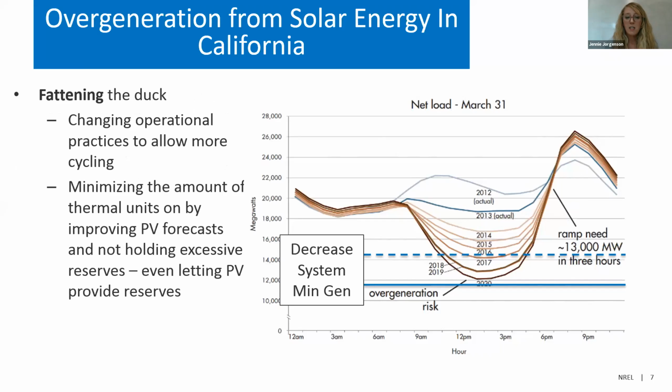So fattening the duck, that's in reference to the belly of the duck, that's the bottom part of that curve in the middle of the day. And fattening the duck would basically allow more solar onto the grid during the middle of the day by decreasing system minimum generation levels. So that could be achieved by improving PV forecasts, so you feel comfortable in turning off your conventional thermal generators, and requiring less reserves from that thermal generator fleet, which has the same effect, just accommodating more daytime solar.